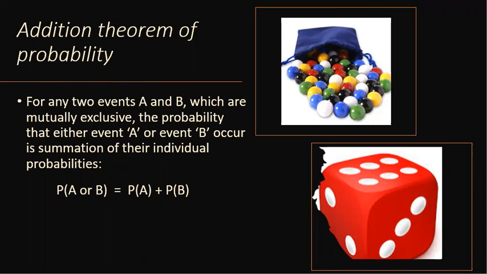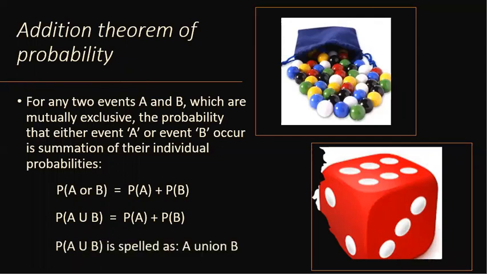Take an example of rolling a dice. The probability of getting 2 or 5 is equal to the probability of getting 2 plus the probability of getting 5. These two events are mutually exclusive, and only on mutually exclusive events can we apply this formula. This formula can be stated in this form also, and the symbol is termed as A union B.